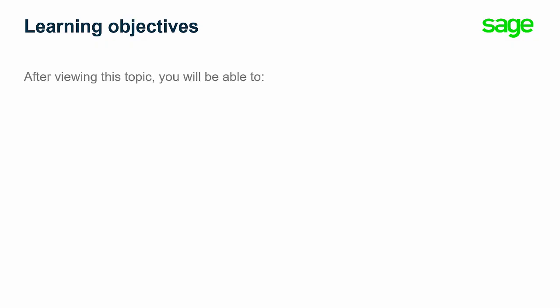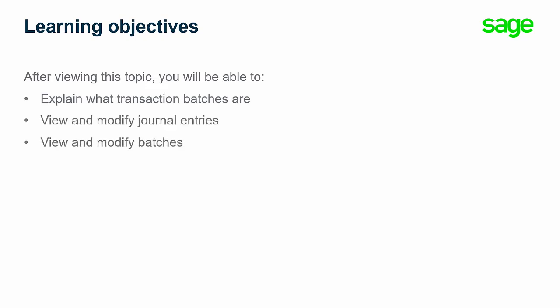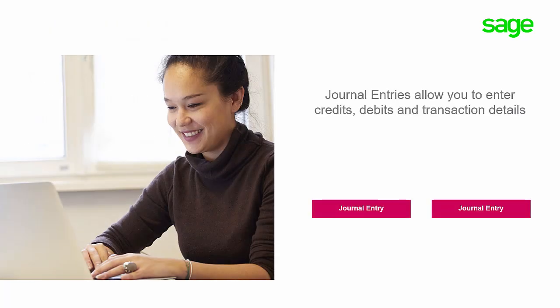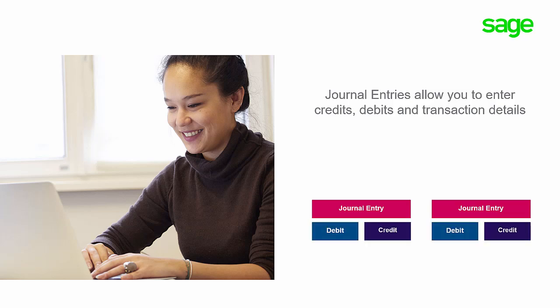Over the next few minutes, we will explain what transaction batches are and show you how to enter journal entries in a batch in the General Ledger. The General Ledger Journal Entry window allows you to record general journal entries and record all the transaction details for those debit and credit entries.